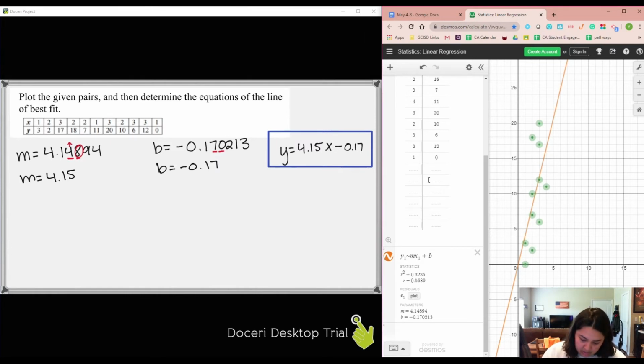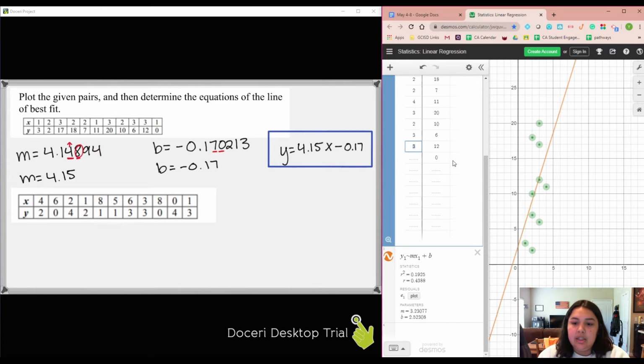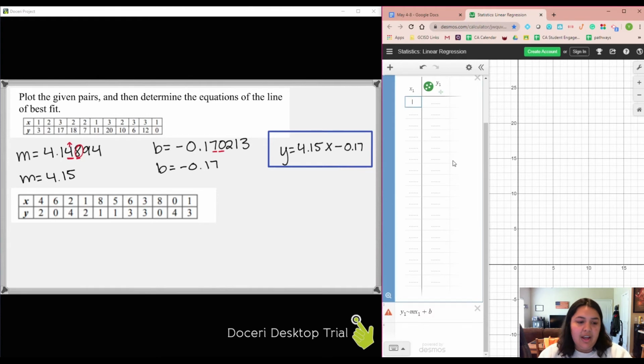Now let's go ahead and do another one. Let's do this one. Here I have my list of values, so I'm going to delete these. Okay, let's see how fast I can do this. So I got 4, 6, 2, 1, 8, 5, 6, 3, 8, 0, 1.